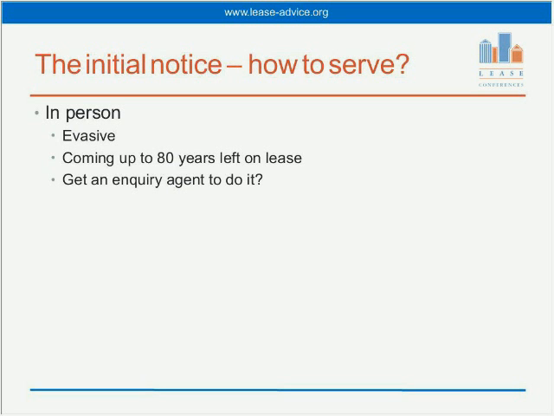If it's coming up to 80 years left on the lease, such that it's soon going to dip into marriage value territory, then it's a good idea to serve it in person. And it's a good idea indeed, as I said earlier, just to get an inquiry agent to do it, who can do a sworn statement or affidavit.